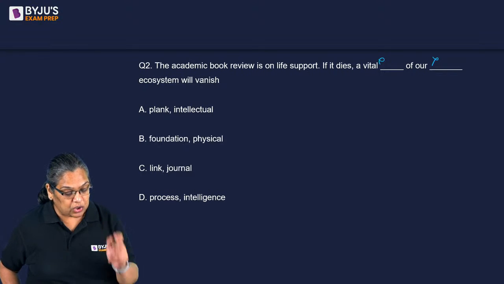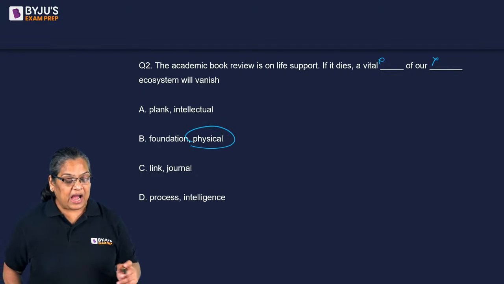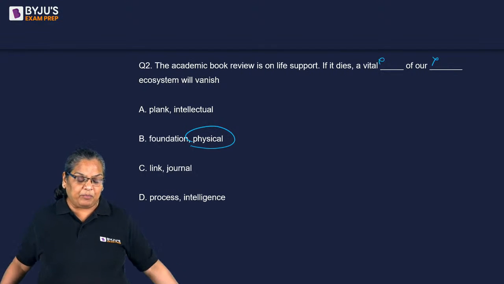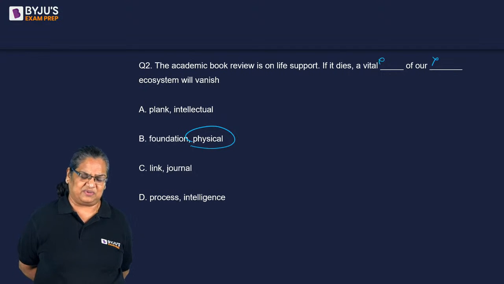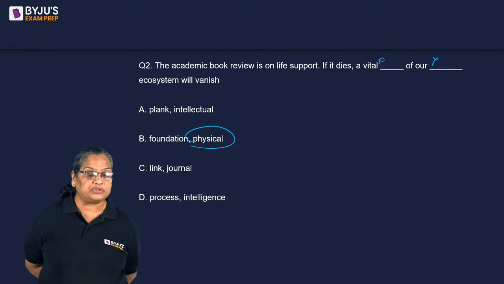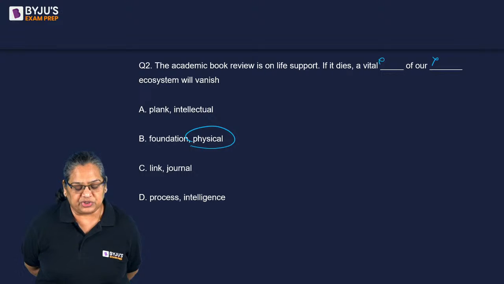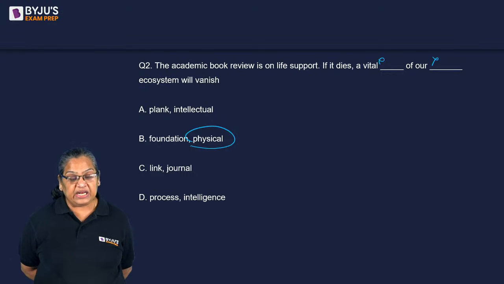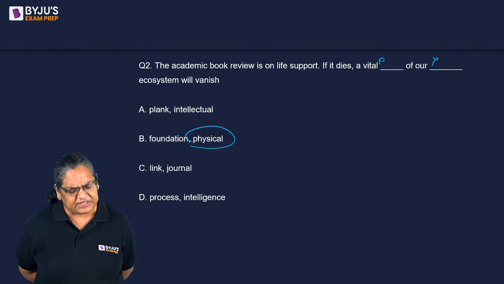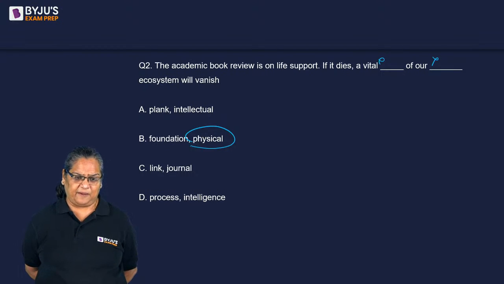Those of you who are marking B, how would academic book review be affected by your physical ecosystem? Come on. Academic book review, review of academic books. All those who've marked B, use your brains. How will your academic book review be affected by physical ecosystem?